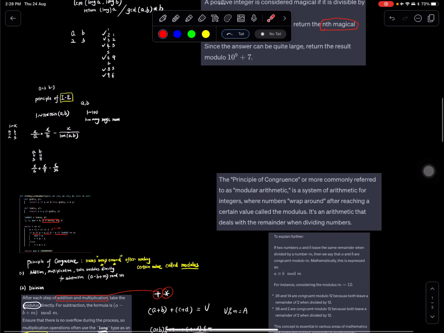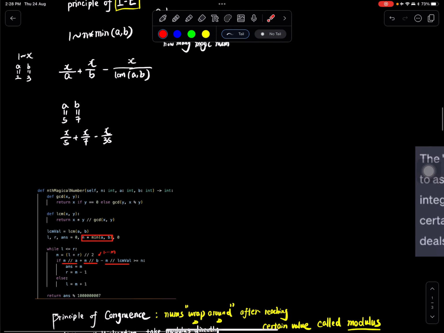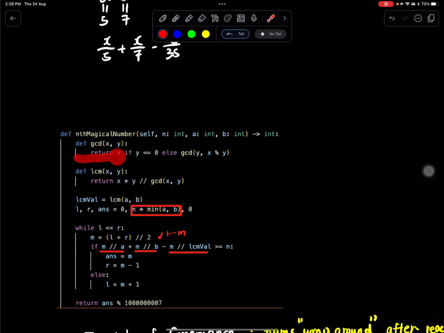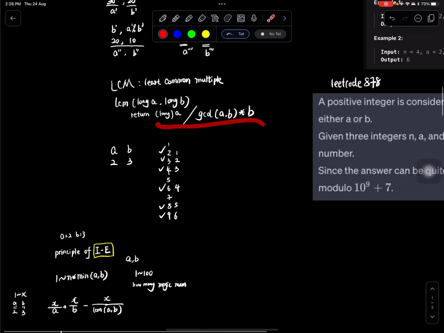Then how do we solve this question? We can take a look at a simple algorithm. Firstly, we get the GCD: if y is 0 you return x, otherwise you recurse. Then LCM follows the same logic as what we described here.